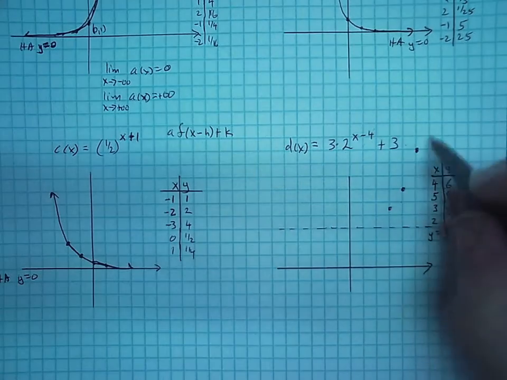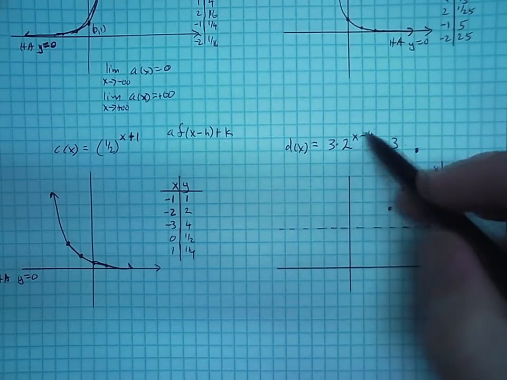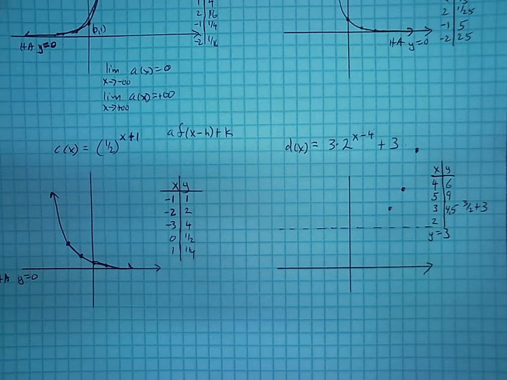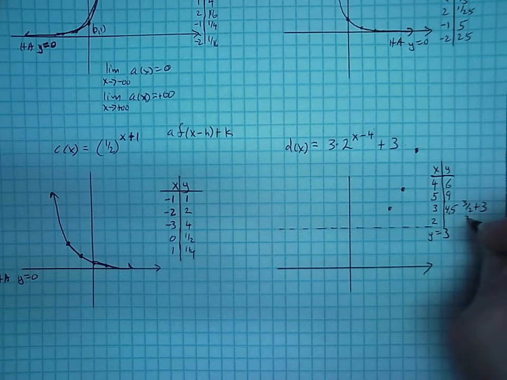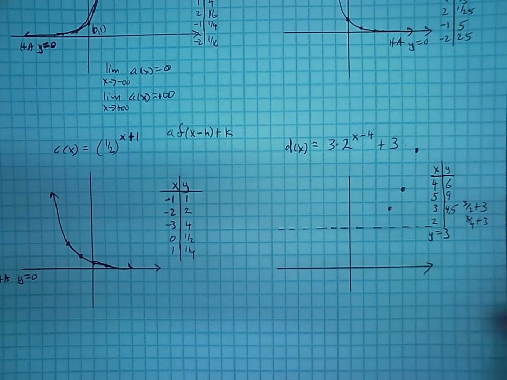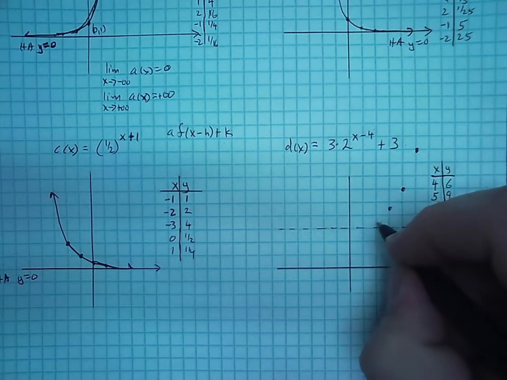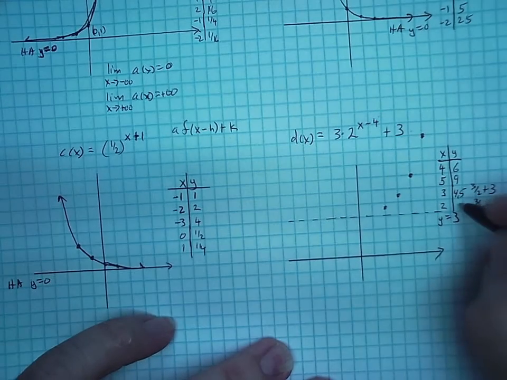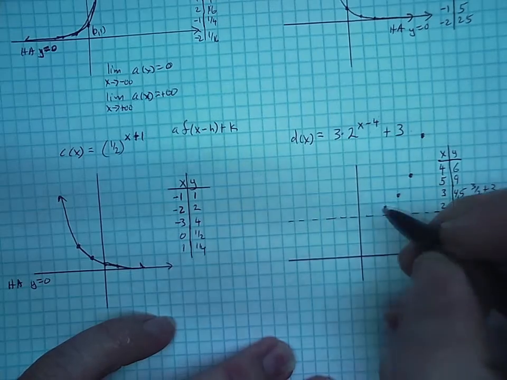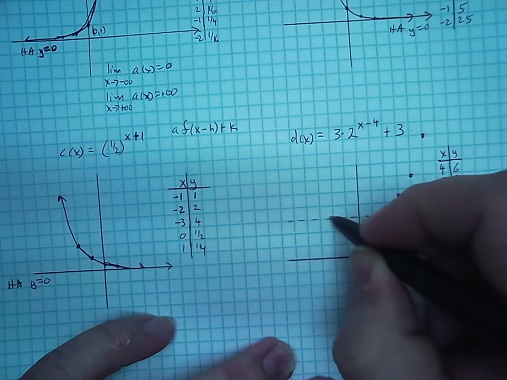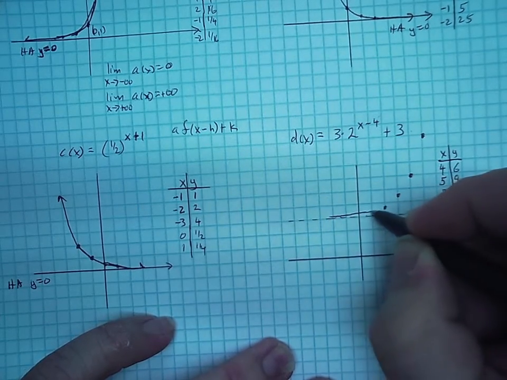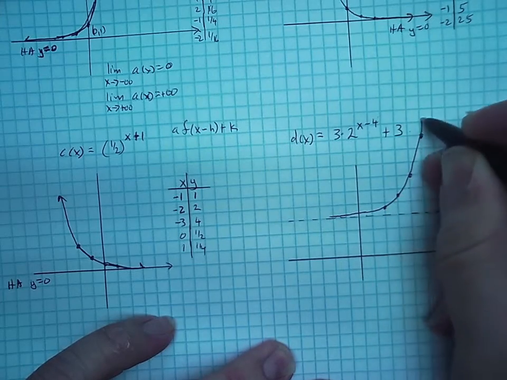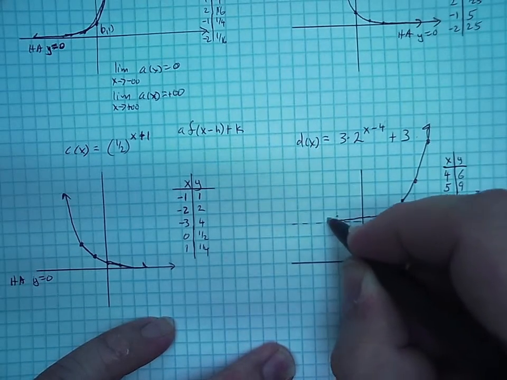I can stick in 2. If you're still not comfortable drawing that, you can stick in more points. 2 to the -2nd power is 1/4, so that's 3/4 plus 3. 3 3/4 is about right there, 3.75. I'm going to go ahead and draw it. I could do more, but it's coming across exponentially there.